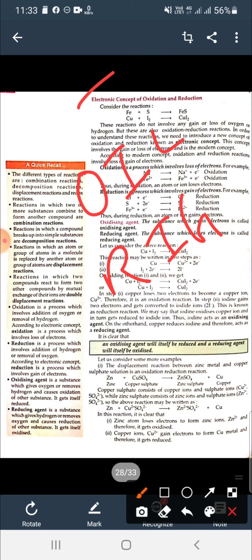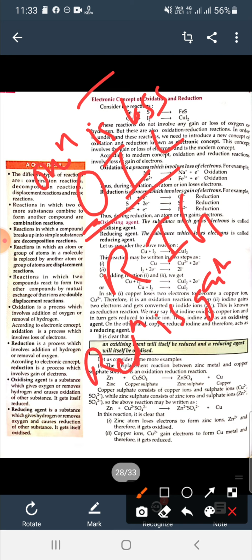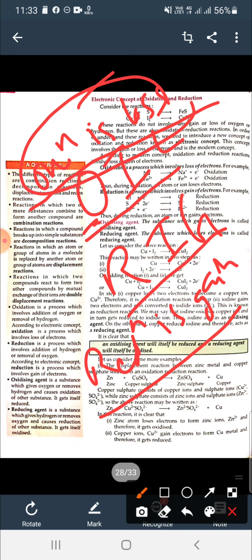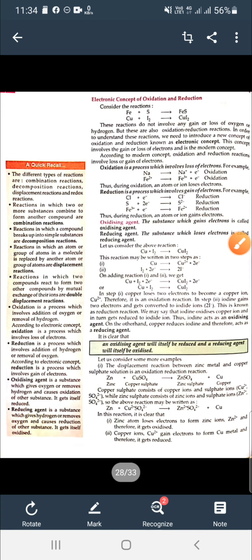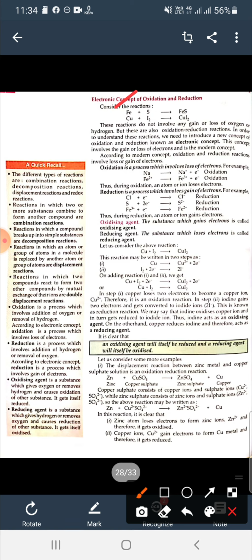So what are the full forms of these? OIL means oxidation is loss of electron and RIG means reduction is gain of electron. So whenever in a particular reaction there is a loss of electrons, we can say that oxidation is occurring there, and if there is a gain of electron in any element, we can say reduction is going on there.